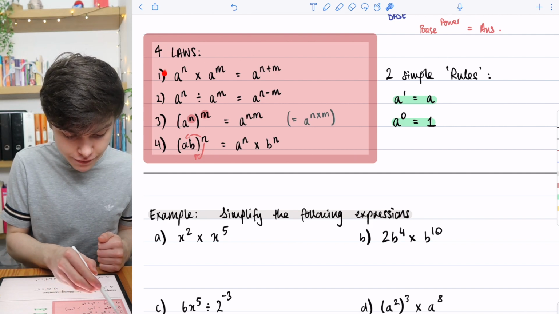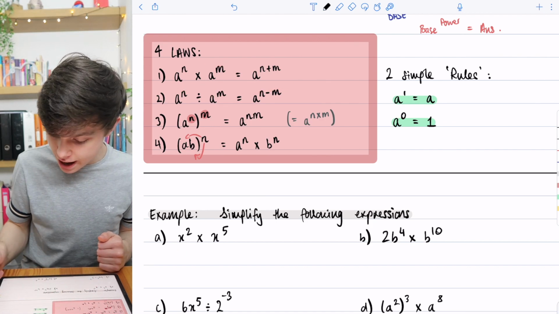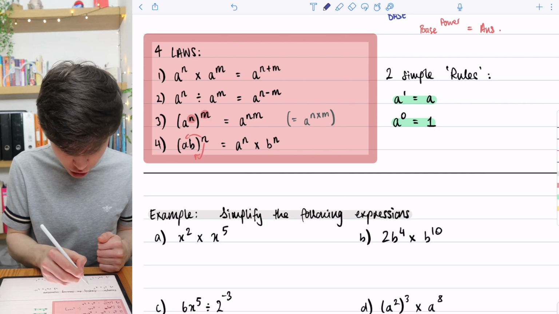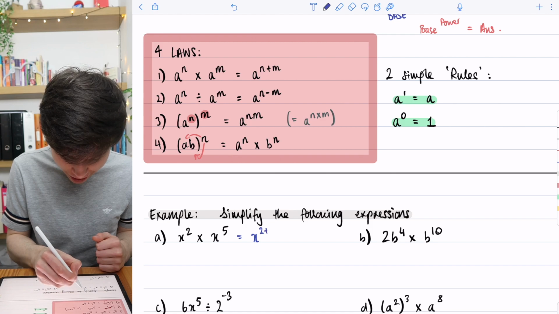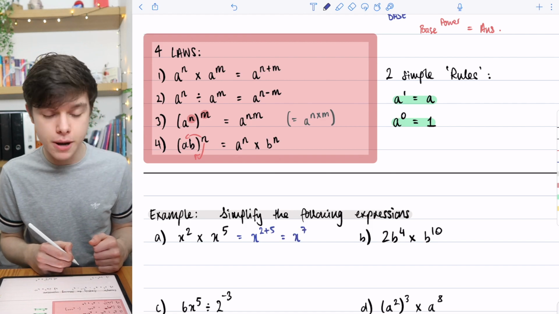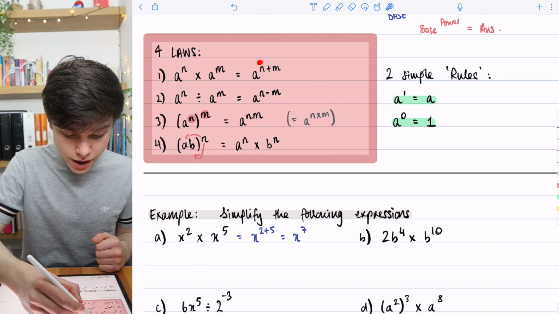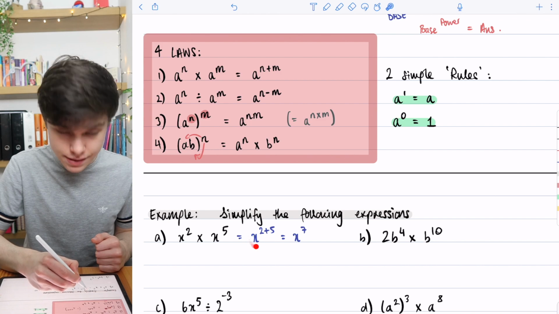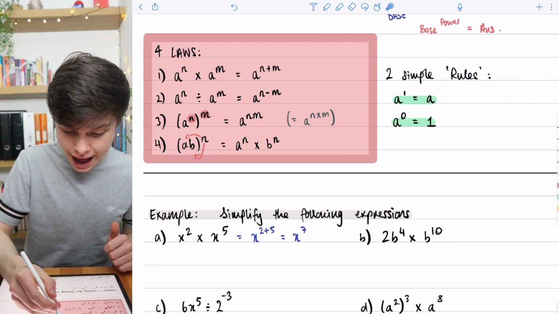For this example, we can first use the first rule because we're multiplying two things together that have the same base, and I'll do my answers in blue. We can write that as x, and then we're going to add the powers. And that will give me x to the 7. Because all we're doing is multiplying, and when we multiply, we add the powers, and the base stays the same. Good. Alright, let's have a look at B.